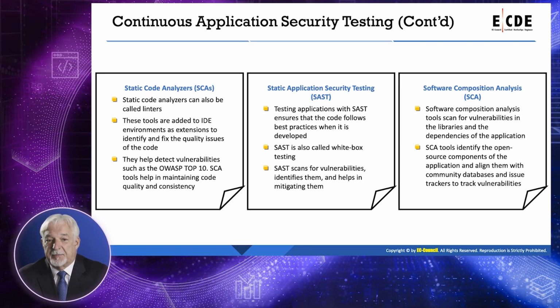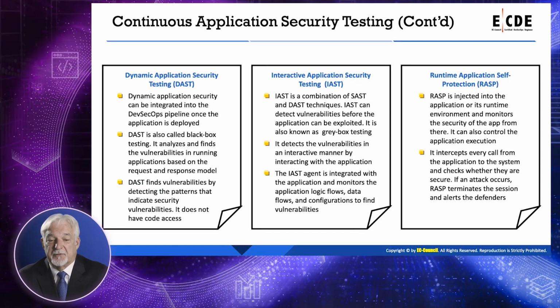We have dynamic application security testing. Dynamic application security testing can be integrated into the DevOps pipeline once the application is deployed. DAST is also called black box testing. It analyzes and finds vulnerabilities in running applications based on the request and response model. And again, we're not looking at the inside of the workings, we're looking at the results. DAST finds vulnerabilities by detecting the patterns that indicate security vulnerabilities. It does not have access to that code. Again, hence the black box term.